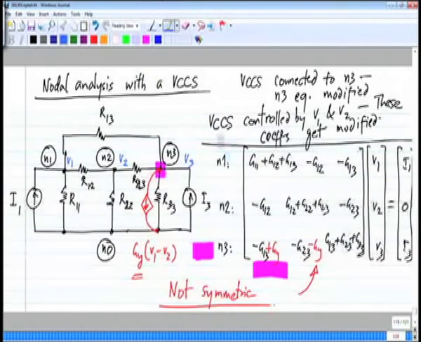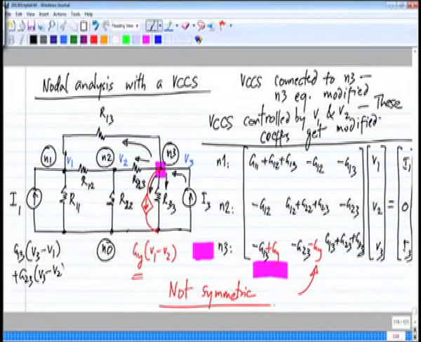Let me write it in a different color here. So the KCL for this node includes the current there plus the current there plus the current there plus the current there equals the current flowing in from the independent current source. So the current in R13 is G13 times (V3 minus V1). Current in R23 is G23 times (V3 minus V2). And the current in R33 is G33 times V3. And the current in the dependent source is plus GY times (V1 minus V2).